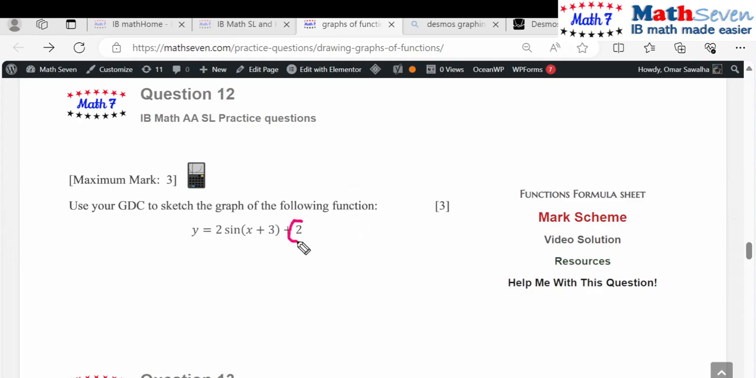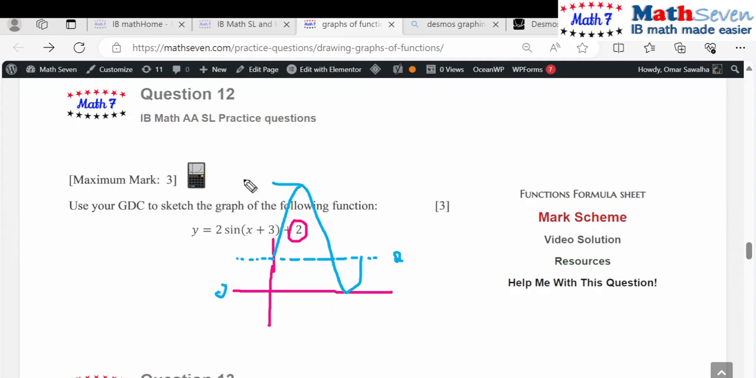Now what does this number 2 do to the graph? The 2 here, or the constant, it takes the graph 2 steps up. So instead of having the x-axis here, you're going to imagine that it is 2 steps up. So this is 2, and you're going to begin your graph from here, going up to 4 and going down to 0. And there you go, this is the graph. This is going to go to 0, and here it's going to go up to 4 because you're going to take the graph 2 steps up.